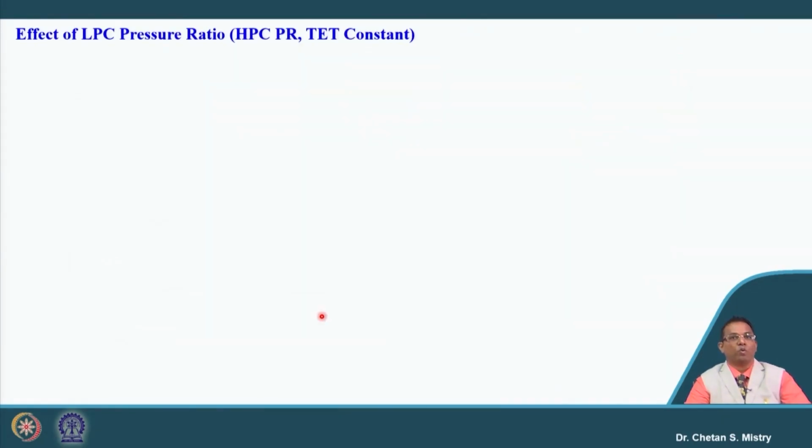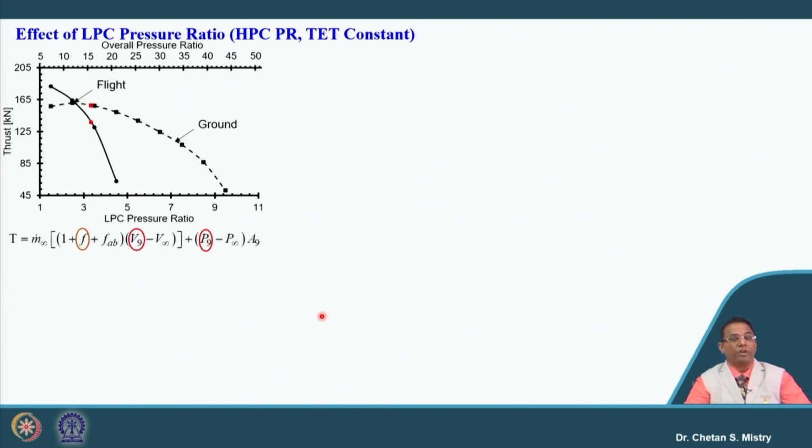Okay. So, let us see, the very first parameter we are considering, we will be changing the LP compressor pressure ratio and HP compressor pressure ratio, and the turbine entry temperature we will be keeping constant. Here in this case we have two different conditions. This is representing my ground condition and this is representing my flight condition. For both the cases we have done our calculation.